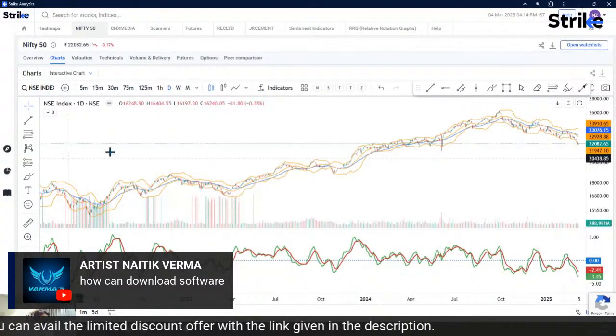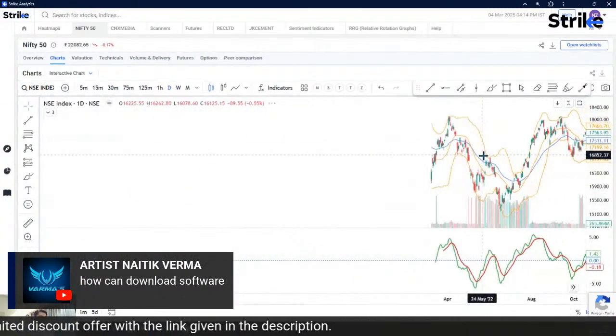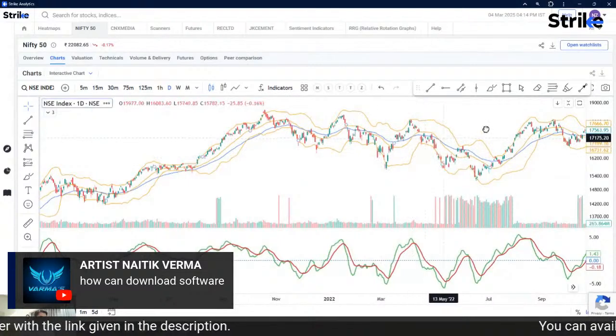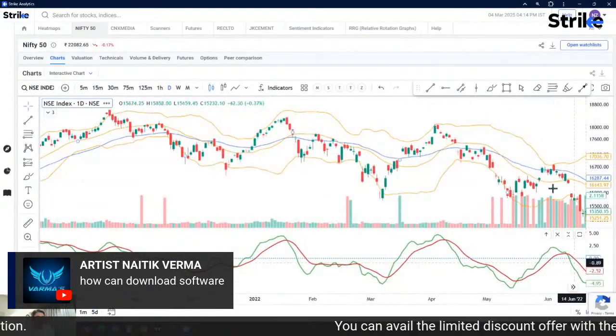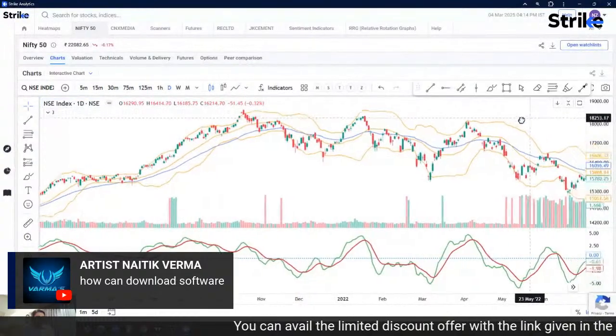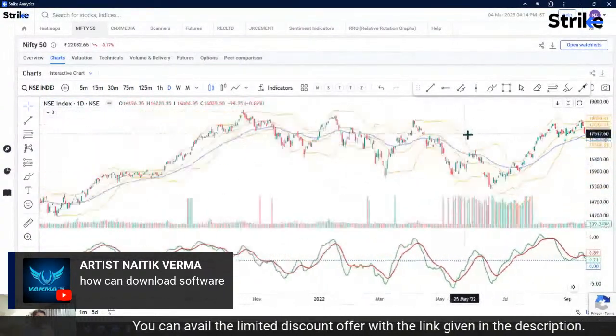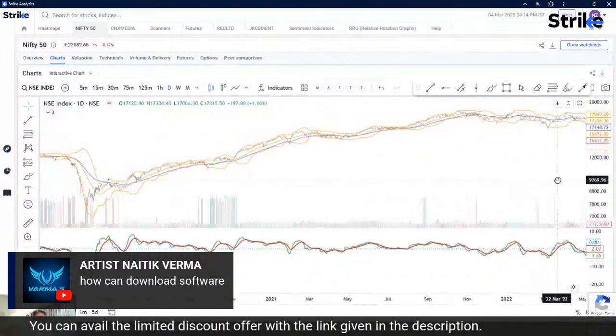Over here also, many people would have felt that, okay, it's at its new low level. So now what can happen? What can go wrong? Somewhere over here like this.